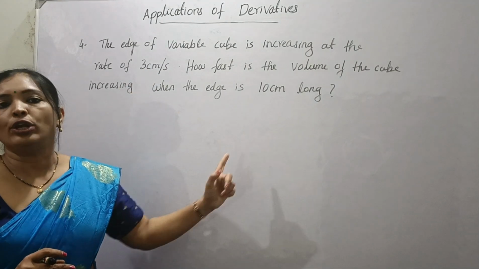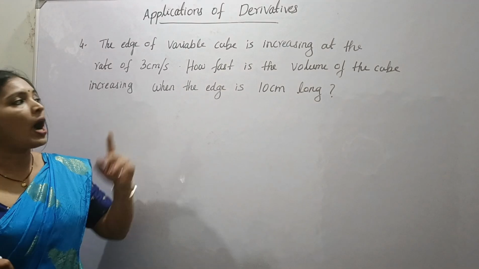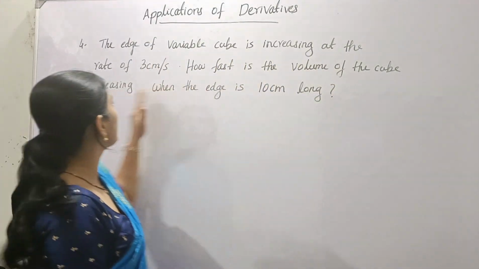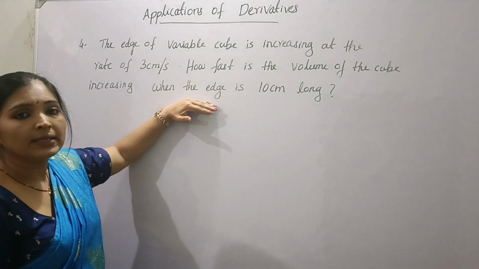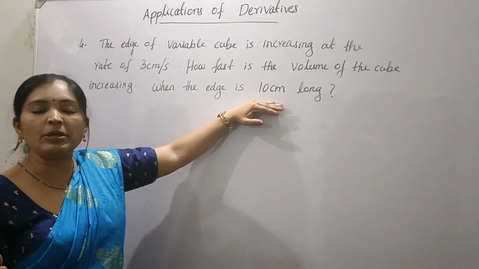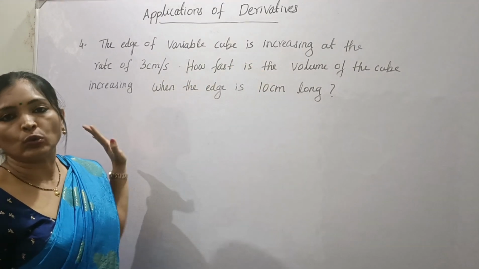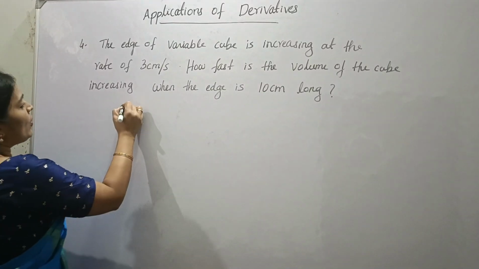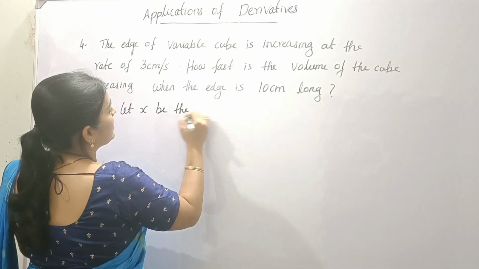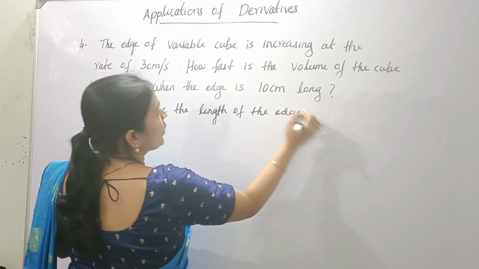How fast is the volume of the cube increasing? That means the rate of change of volume with respect to time. How fast with respect to time? How fast is the volume of the cube increasing when the edge is 10 centimeter long? That is, when the side is 10 centimeter long, what is the change in volume of the cube? First of all, let x be the length of the edge.